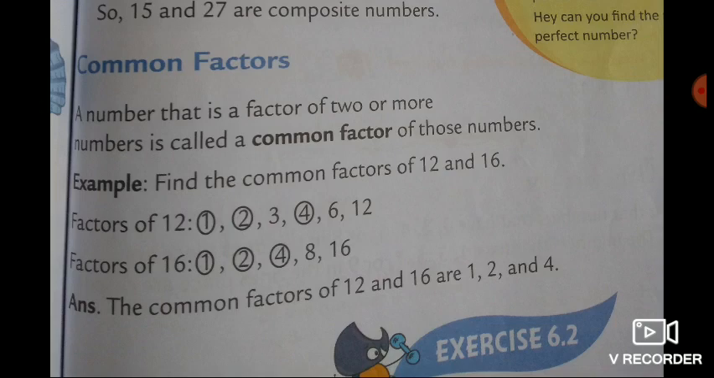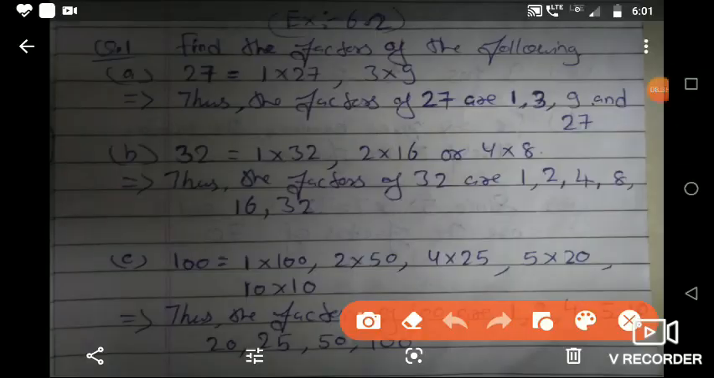Very first, here we write the factors of both numbers. Then after this, we find the common factors, that means the same numbers between both lists. So first is 1, next 2 and the third one is 4. Then write in the answer: the common factors of 12 and 16 are 1, 2 and 4.